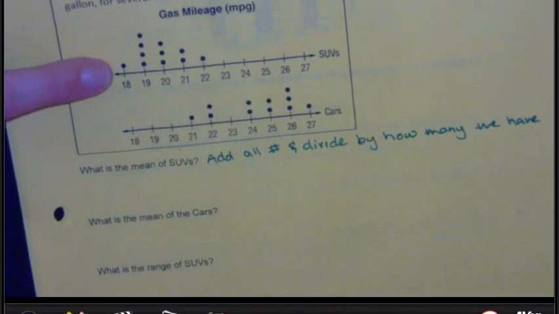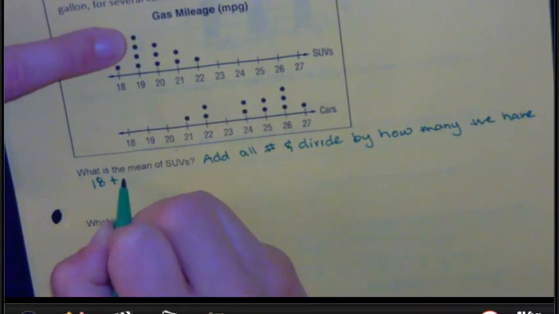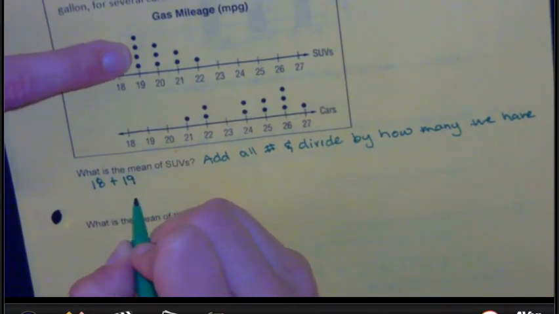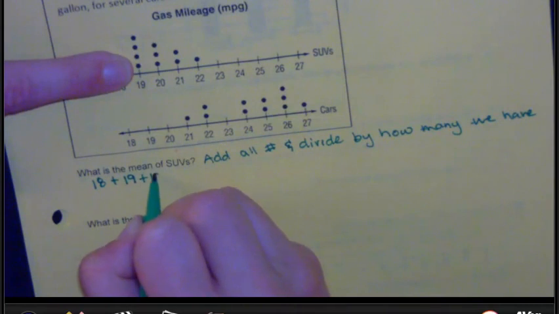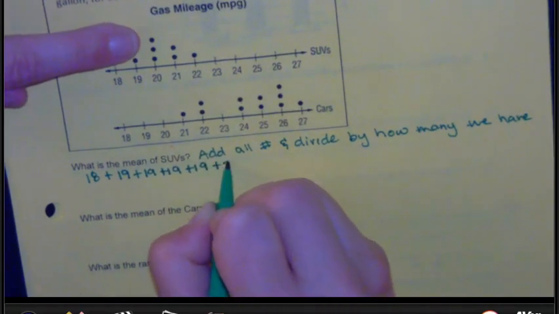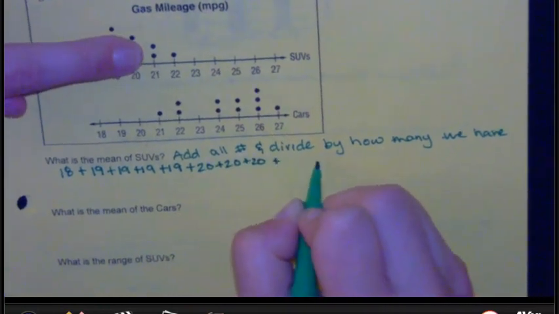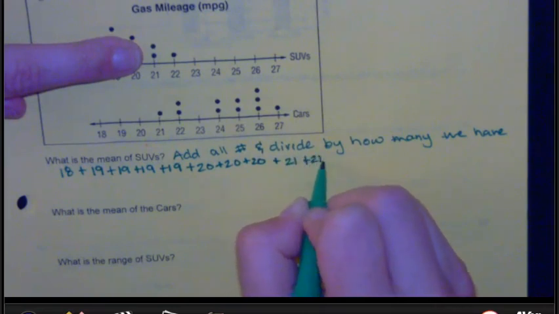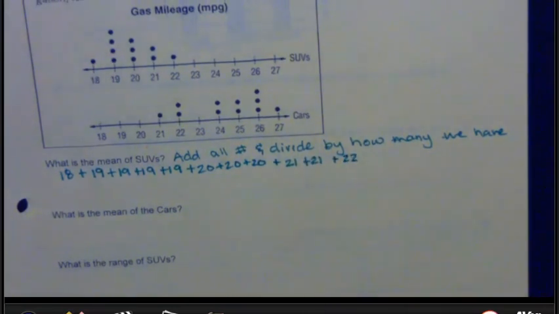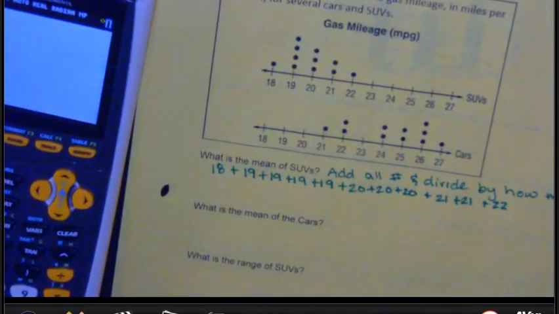All right, so I see that I have 18. So I'm going to do 18 plus 19. Now I see 4 dots for 19, so I'm going to add 19 4 separate times. Then I'm going to add 20 3 times. Then I'm going to add 21 twice. And then I'm going to add 22. And I do not see any other numbers. Okay? So since these are large numbers, I'm going to use my handy dandy calculator.